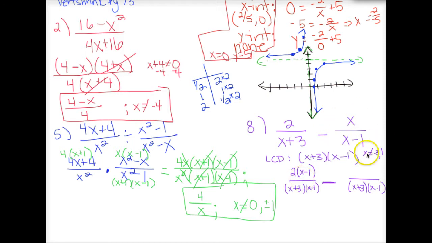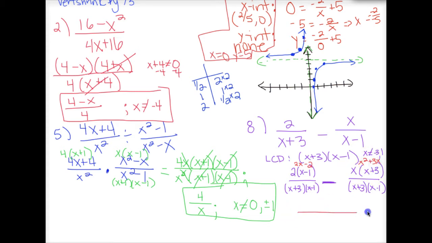Second fraction, the original had the x minus 1, but it didn't have the x plus 3, which means I now have to multiply the numerator by x plus 3 as well. All right, I know that I'm going to need to distribute here. 2 times x is 2x, 2 times negative 1 is negative 2. Up here, x times x is x squared, x times 3 is 3x.